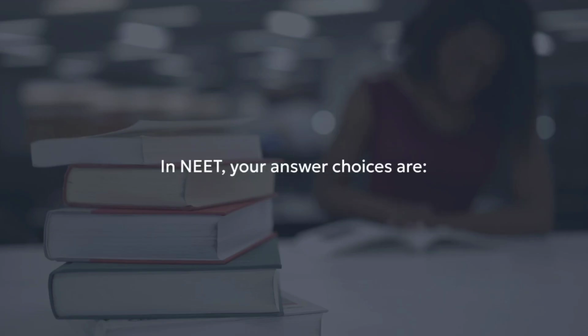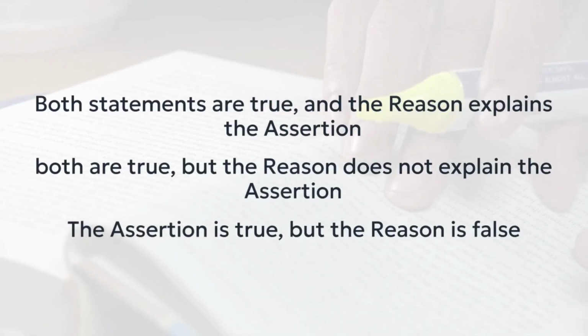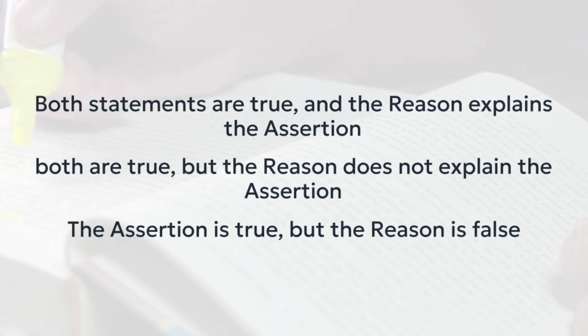In NEET, your answer choices are: both statements are true, and the reason explains the assertion. Both are true, but the reason does not explain the assertion. The assertion is true, but the reason is false, or vice versa.